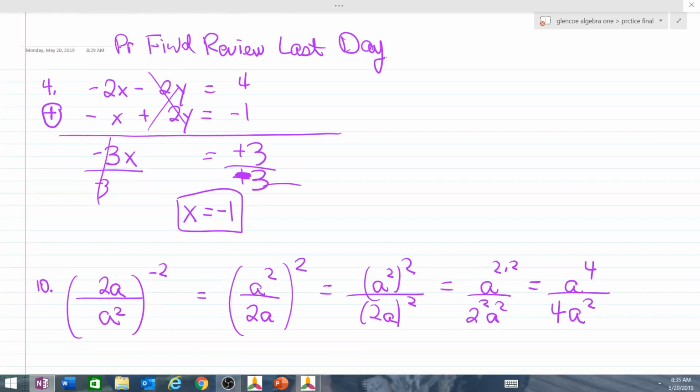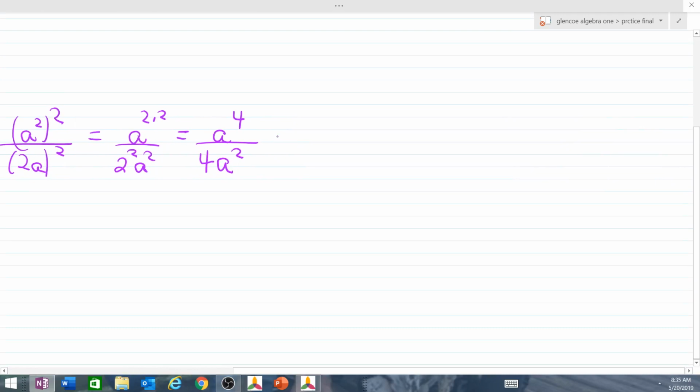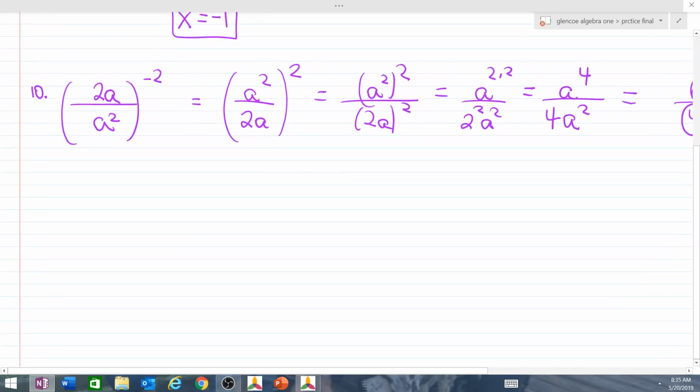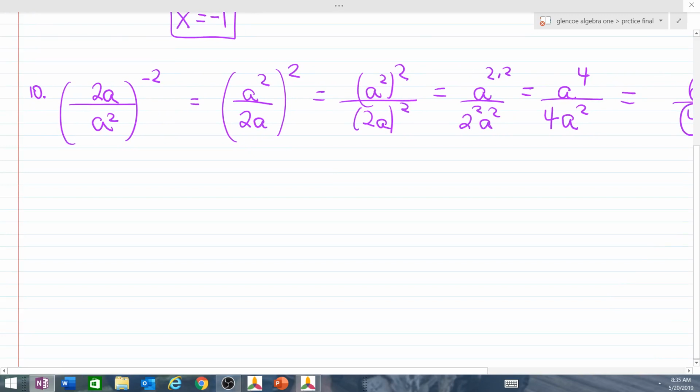Now we must simplify. To simplify, I can prime factor. The 2a's cancel, which leaves me a squared over 4. Does that help you? Yes? Question? Could you use the square root of both top and bottom and have it be a over 2? No, please don't go start doing that. Use the negative exponent rules. Thank you. Next. Anybody else on that page?